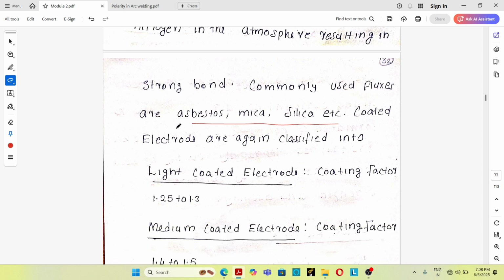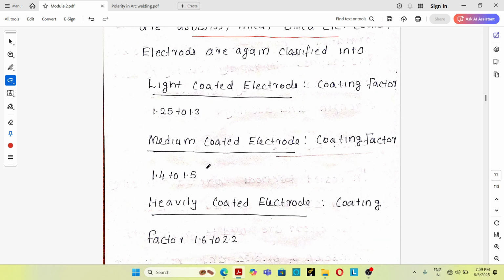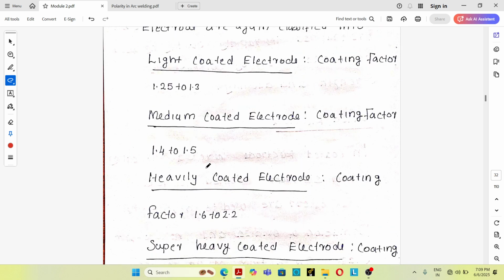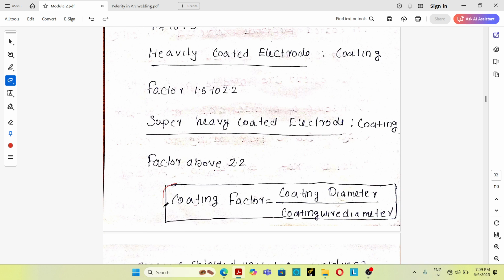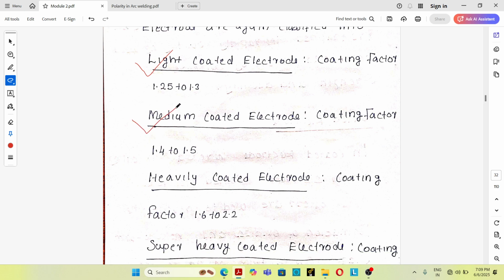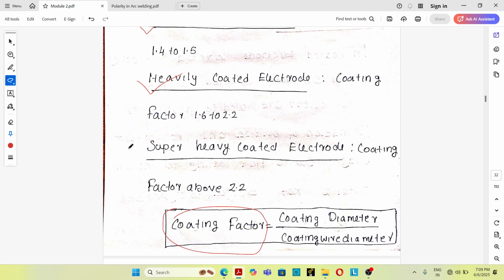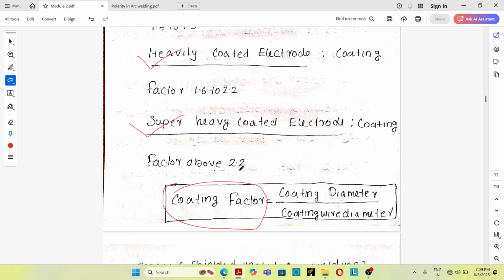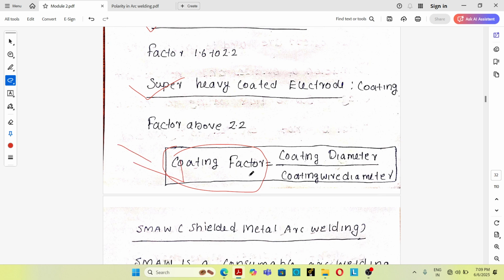Okay. So depending upon the coating, electrodes are again classified into four types, depending upon coating factor. See, depending upon the coating factor, flux coated consumable electrodes are classified into light coated electrode, medium coated electrode, heavily coated electrode, and super heavily coated electrode. So what is coating factor? Coating factor is the ratio of coating diameter to wire diameter.